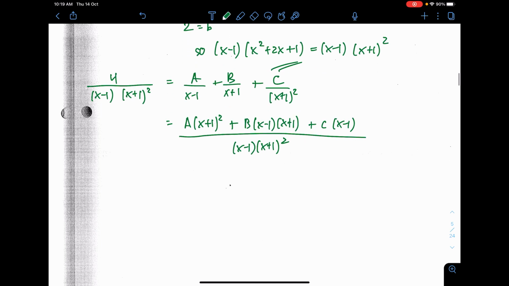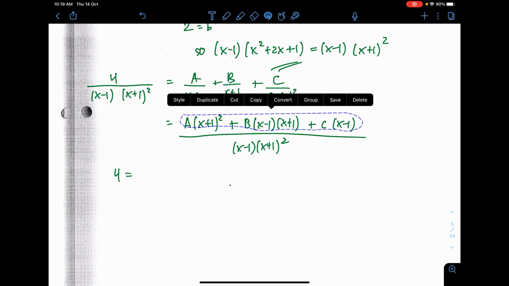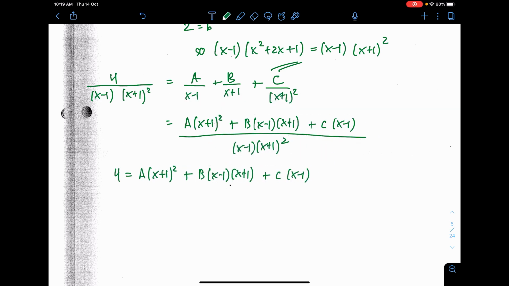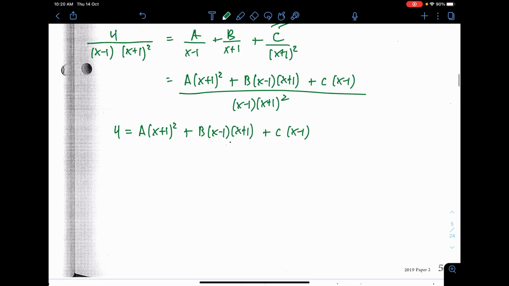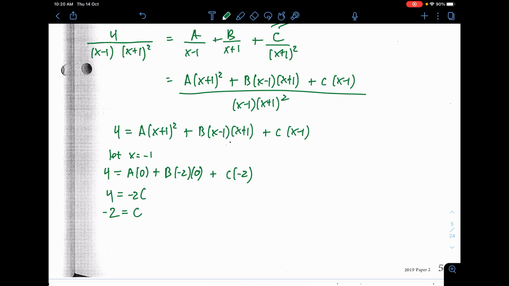Okay, so again I'm going to do by comparison. 4 equals to all of these numbers expressed. I can do expansion, I can also do comparison method. I'll do substitution method here. Let x equals -1. So then I'll get 4 equals A times by 0, B times by -2 times 0, and then C times by -2. That way I'll get -2C equals 4, and therefore C is -2.